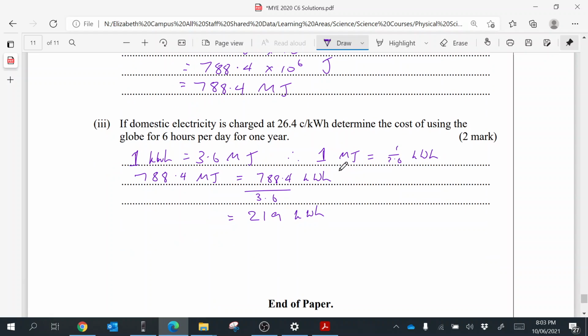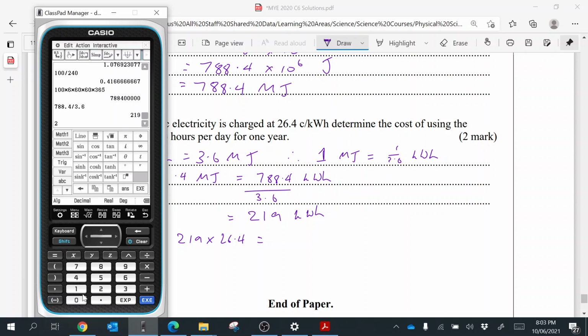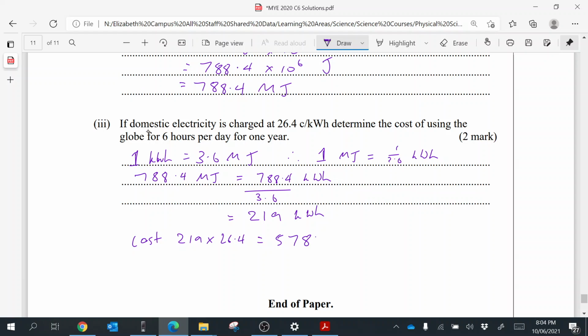So that means that it is going to cost 219 times 26.4, which is equal to 5,781.6 cents. So it's equal to $5.78. So $5.78 to run a globe for a year, which isn't too bad, I guess.